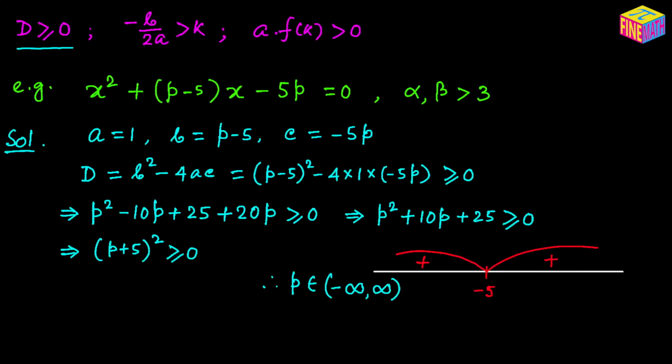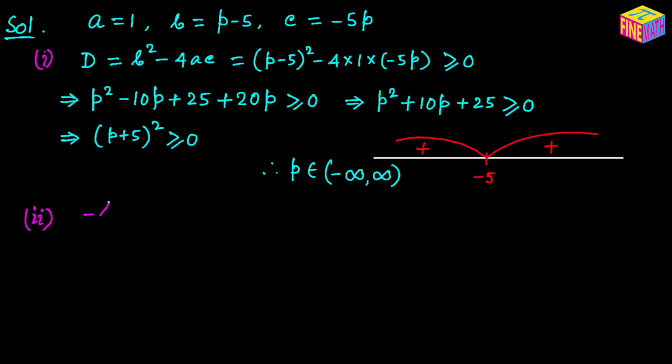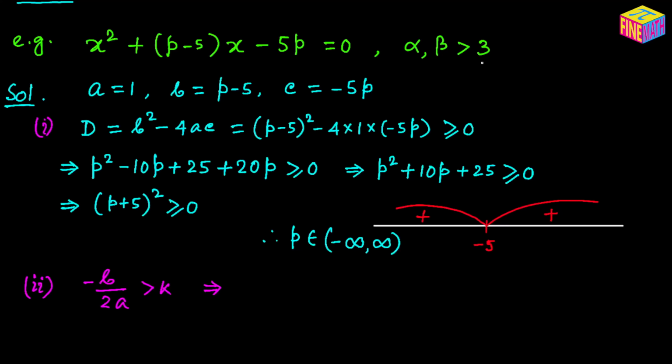So let's quickly solve the second condition. The second condition is negative b over 2a has to be greater than k. Now let's substitute the values. Well, what is k in this case? In this example, k is actually 3. So this 3 right here is our k, because both roots have to be greater than 3.